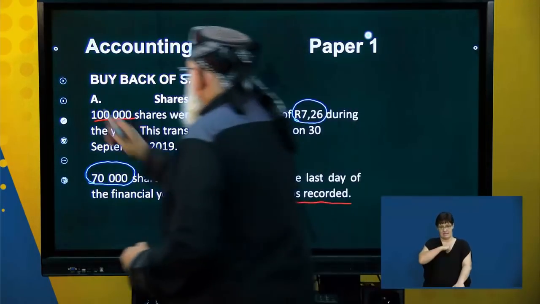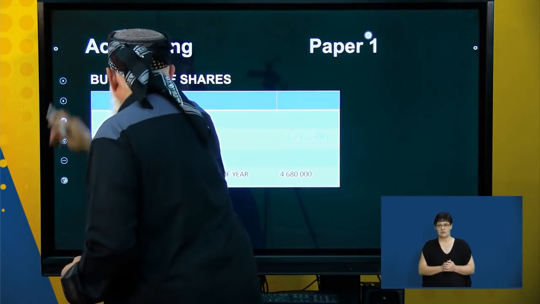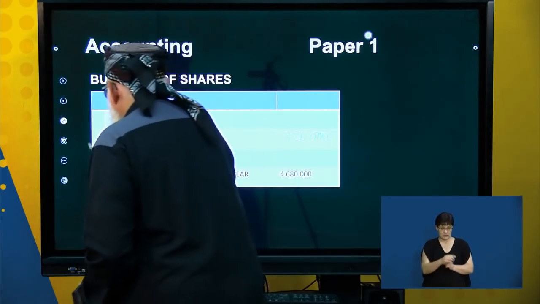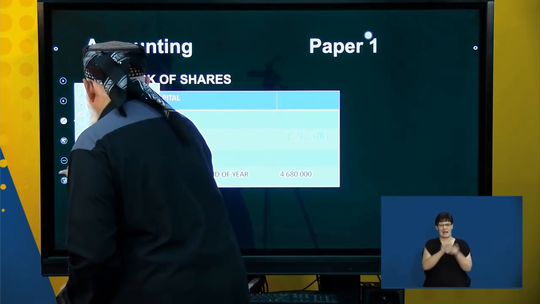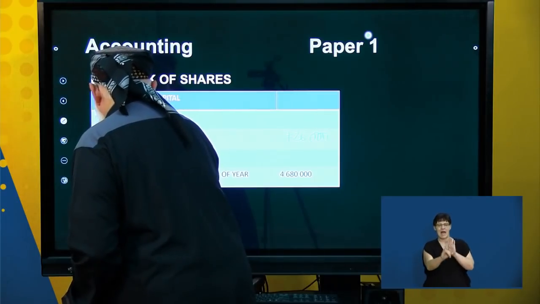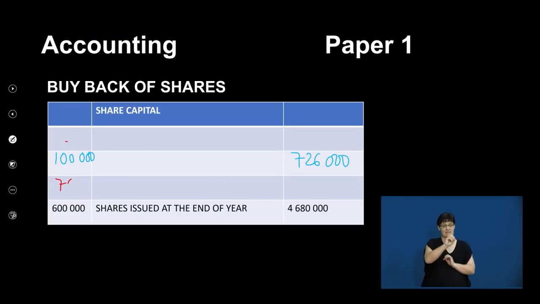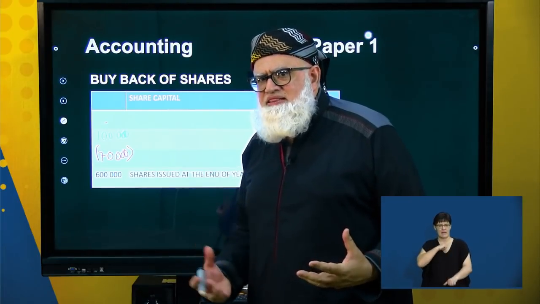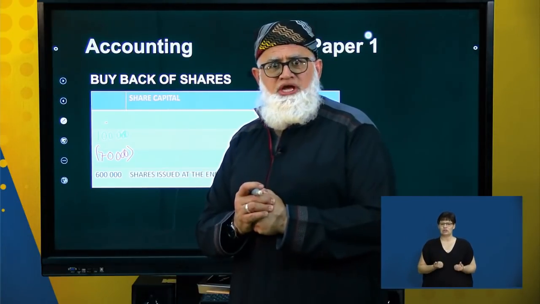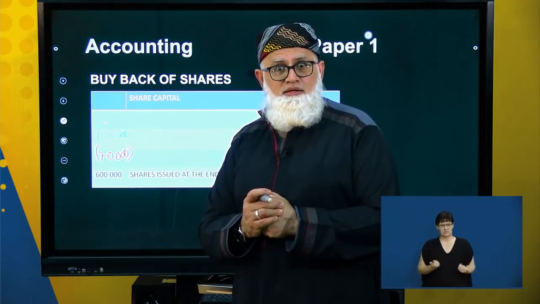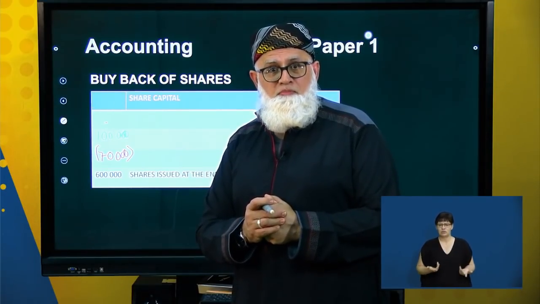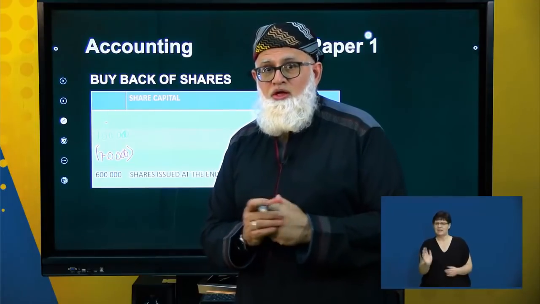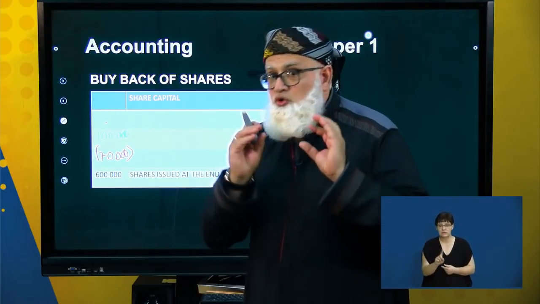Now let me do this in a different color, just so that we can identify the 70,000. These shares were bought back, so I put the figure in a bracket. 70,000 shares were bought back, but they're not telling me the price at which those shares were bought back. So what do I do? Panic? No. What I do is think, what do I know?